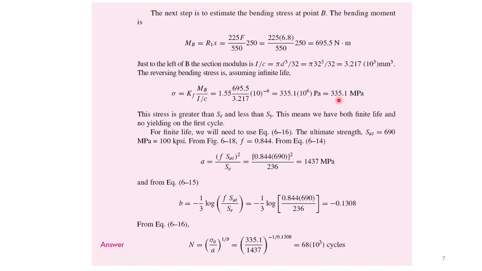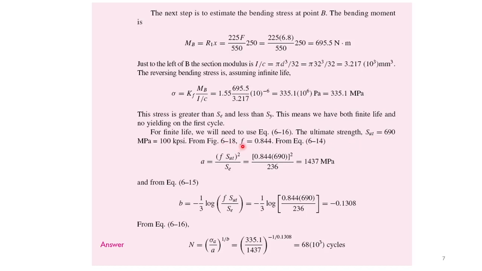Since at point B there is a geometrical discontinuity, which is the fillet, the nominal stress calculated will be magnified by 1.55 to reach this maximum value of stress acting at point B. And this is the stress that you need to use for any design purposes at point B. Okay. Now I know that the S ultimate for this material is 690 megapascal. I know that the fillet radius is 3 millimeter.